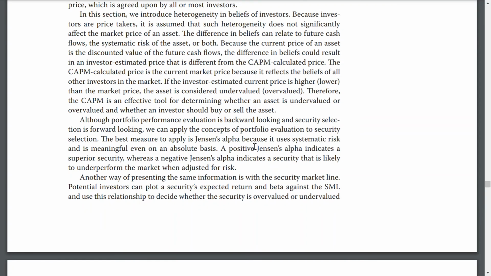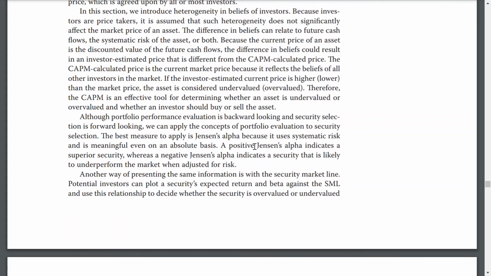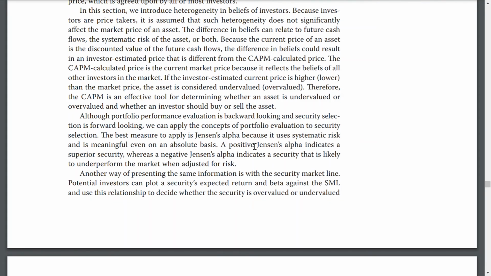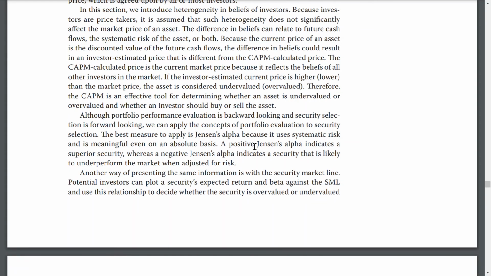In this section, we introduce heterogeneity in the beliefs of investors. Because investors are price takers, it is assumed that such heterogeneity does not significantly affect the market price of an asset. The difference in belief can relate to future cash flows, the systematic risk of assets, or both. Because the current price of an asset is the discounted value of the future cash flows, the difference in beliefs can result in an investor-estimated price that is different from the CAPM-calculated price.